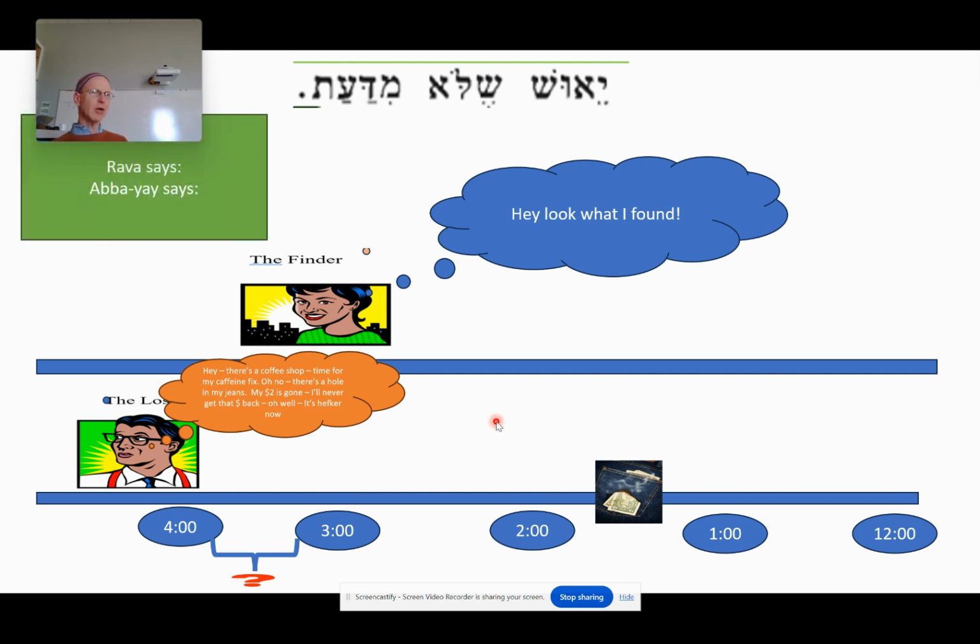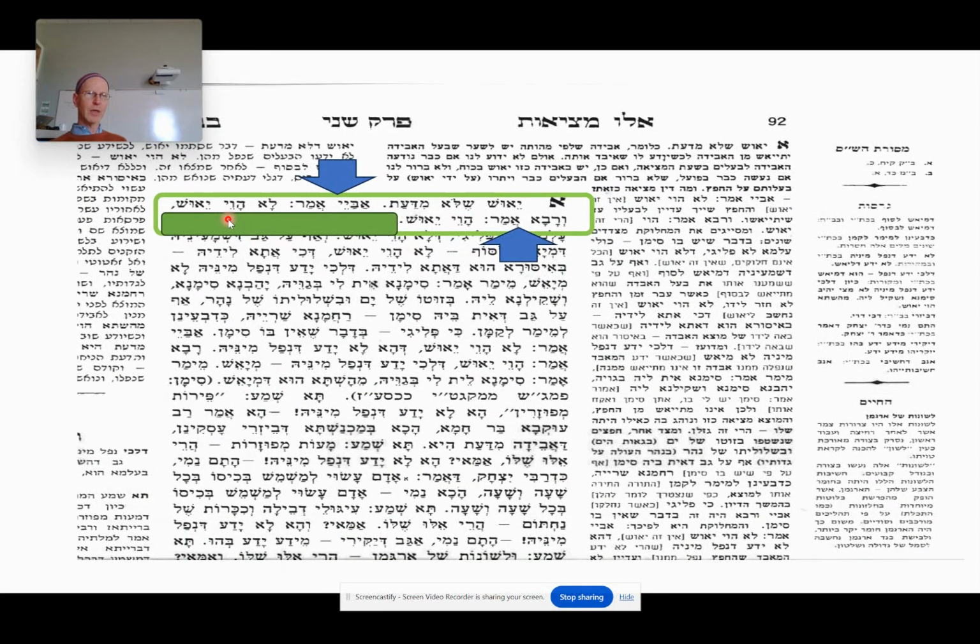And we've got a machloket. We've got two rabbis who say two different things. Rav is going to say one thing. Abaye is going to say another thing. And let's just look at our text here. Abaye is going to say: no, there's no such thing as Yeush Shelo Midat. That's not Yeush. And Rava says, yes, actually, this is Yeush.